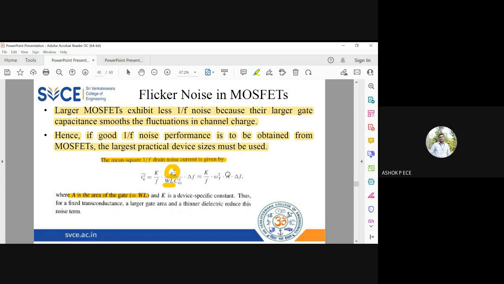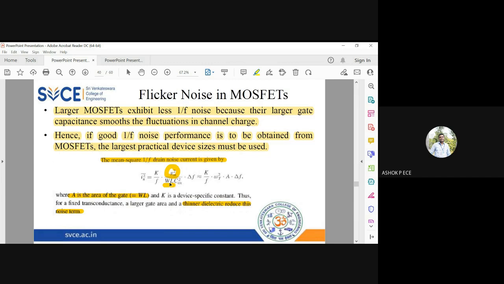If you simplify, you can write this as K/f into omega T squared into A into delta f, where omega T squared is given by this expression. So omega T squared into A will be equal to this expression. How can I minimize this noise? When I have a larger area, I can minimize this noise, or when I have a thinner dielectric, I can reduce this noise term. Otherwise, you cannot reduce this noise.